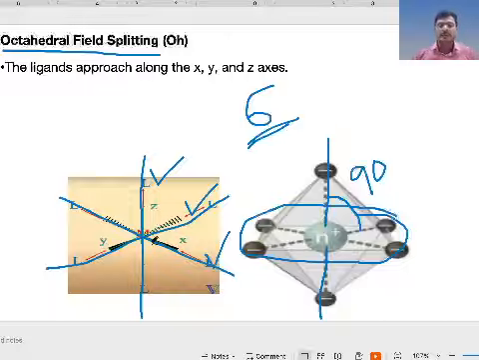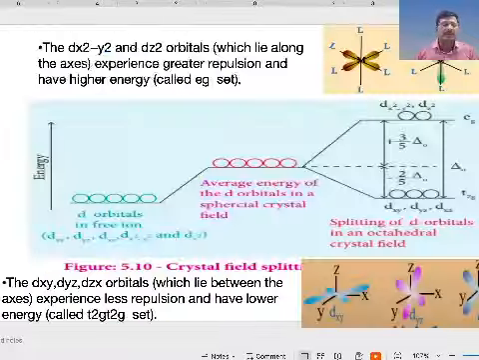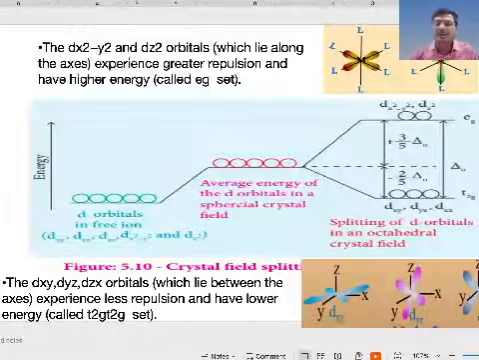That means in the octahedral structure, all the ligands are present on the axis. That you have to remember to understand the octahedral splitting. That means total 6 ligands: 2 are on the x-axis, 2 are on the y-axis and 2 are on the z-axis. Now let us come to how these orbitals split in the octahedral field.